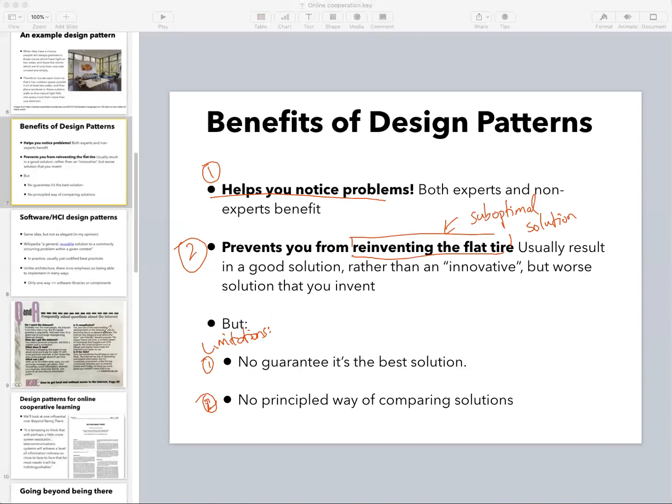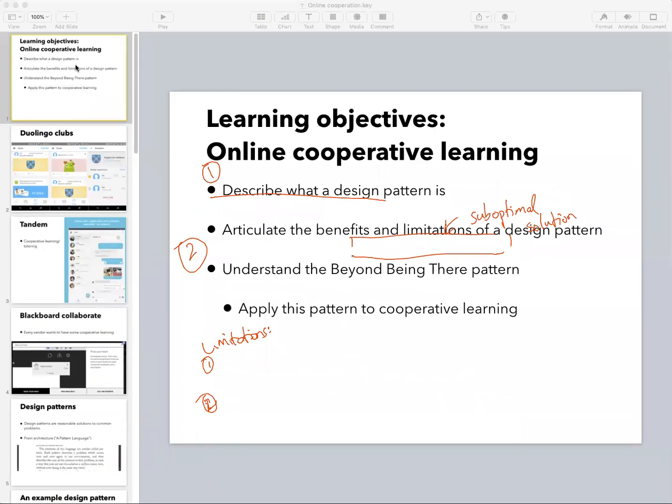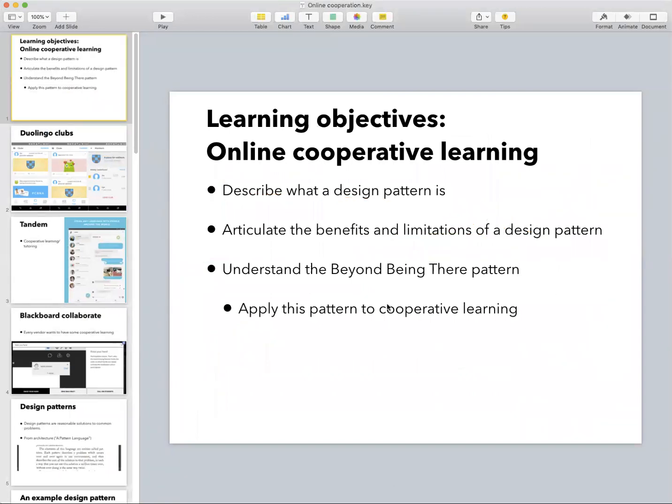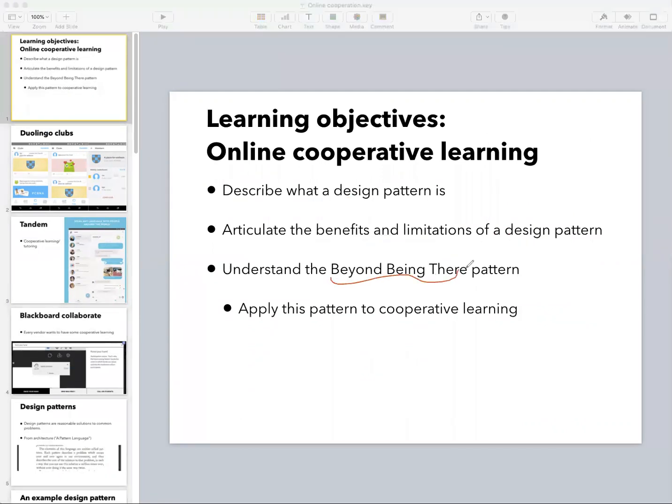All right, so we've talked a lot about design patterns. Now I want to go back, and we've also talked about the benefits and the drawbacks. Now I think it's time to talk about this design pattern that I mentioned earlier, called the beyond being there pattern. As a reminder, a pattern talks about a frequent problem and describes the core of a solution and allows flexible implementation.